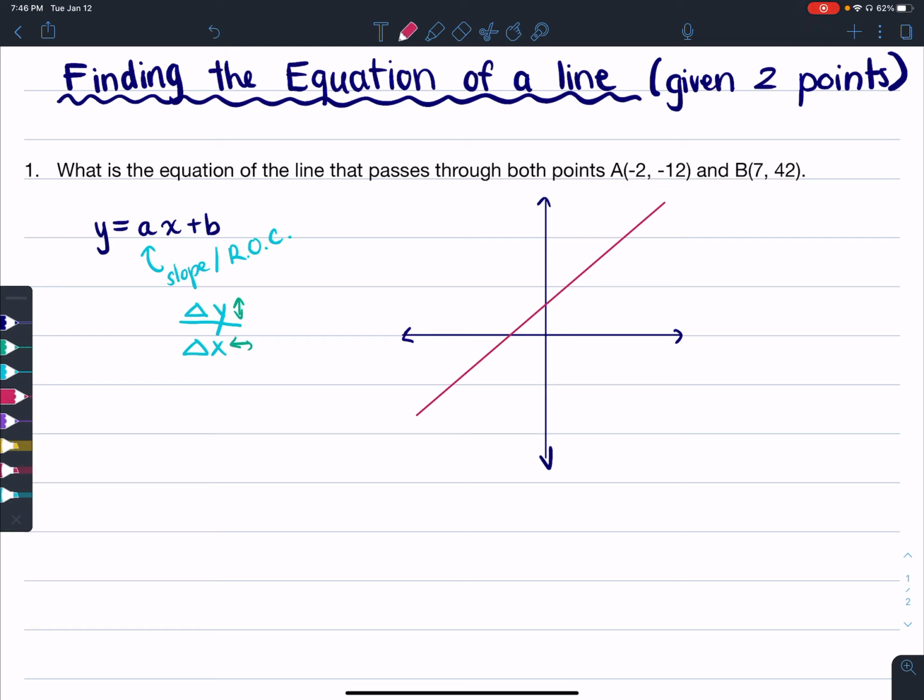The other formula we have for that is y2 minus y1 over x2 minus x1. That's the same thing: the change in y is the same as y2 minus y1. On the graph, between any 2 points, we see the way it changes vertically and the way it changes horizontally. That vertical change over that horizontal change altogether is your slope.